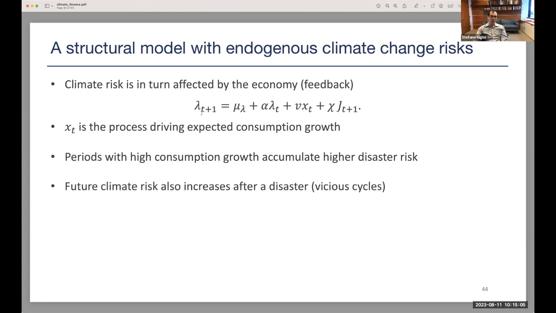So how does the climate evolve? Well, we model the probability of disaster as being driven by economic growth. Higher economic growth means higher growth in the probability of disaster, which you can think of as a very reduced-form way to capture the feedback loop on climate change. And then we're going to have the disaster occurrence that can excite more disaster, okay?